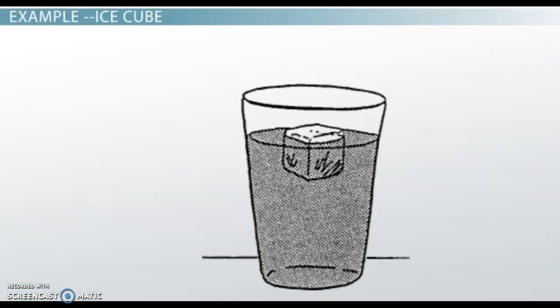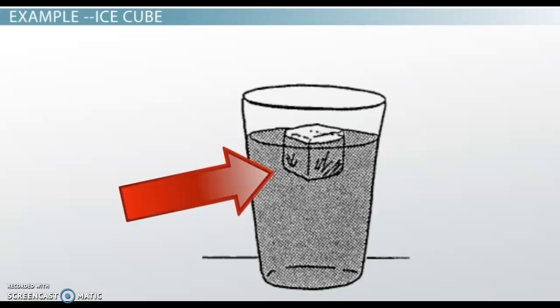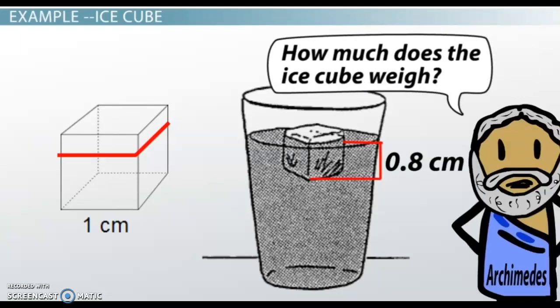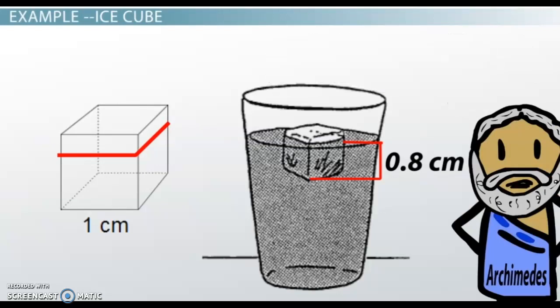Let's look at another example. If you put an ice cube in a glass of water, the cube floats because ice is less dense than water, so the ice underwater displaces that volume of water. To make things easy, we will say that the ice cube is a perfect cube, where each side is 1 centimeter long, as shown here. Let's also say the ice cube is floating, so that 0.8 centimeters is underwater. How much does the ice cube weigh? To determine that, let's go over some calculations.